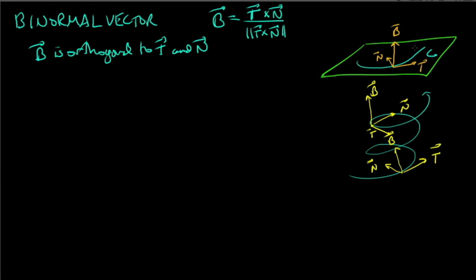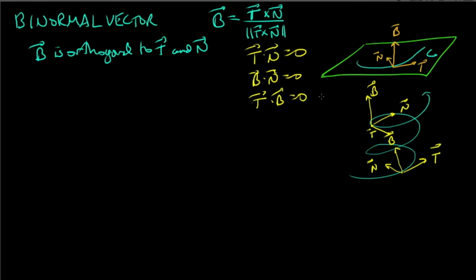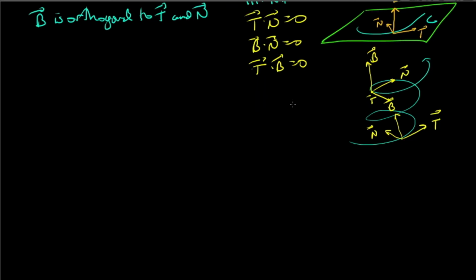So B will always be orthogonal to both N and T. In fact, they're all mutually orthogonal, mutually perpendicular. So in other words, T dot N we know is 0, B dot N will be 0, and T dot B will be 0. So they're all orthogonal. We're not going to spend a lot of time on the binormal vector. It might come up in some of the homework or some of the challenge questions, but mostly T and N are the vectors we care about, the tangent and normal vector. We're not going to deal with the binormal vector in this class.